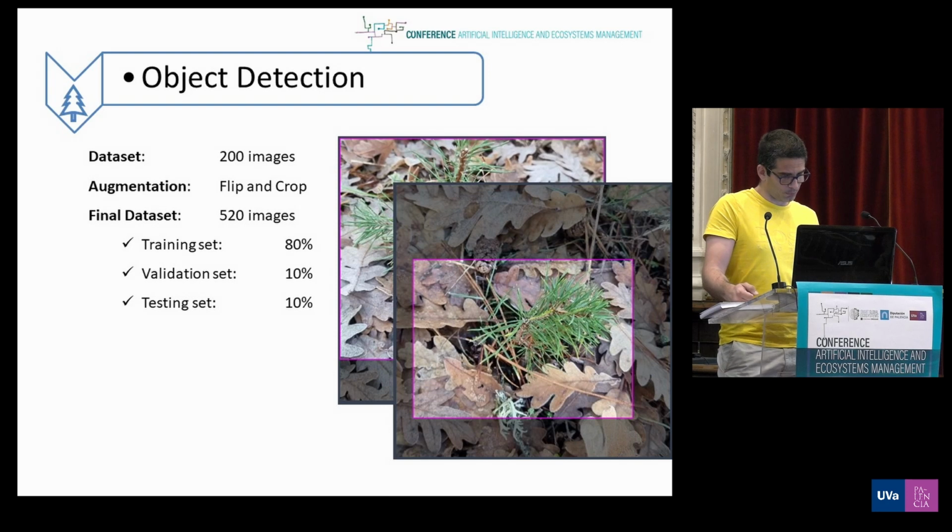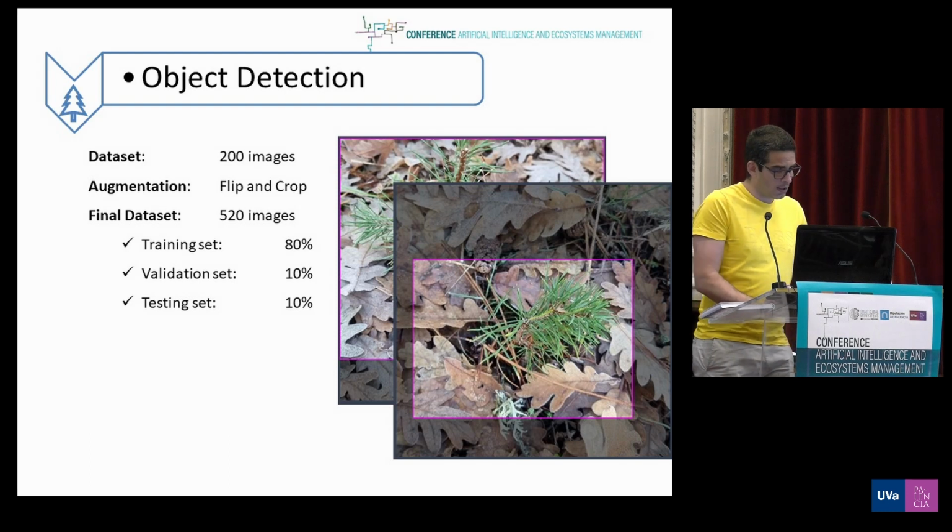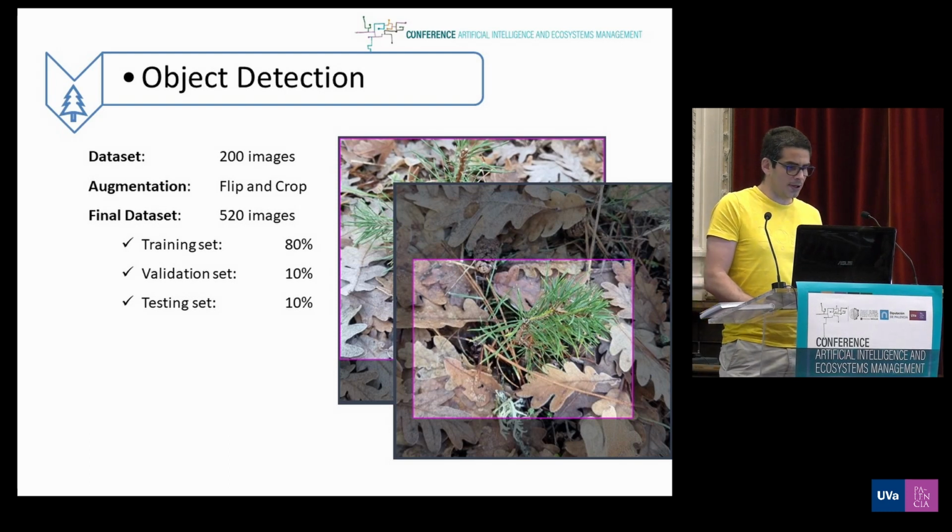And for my study, I used 200 pictures, and I used some data augmentation: flip and crop. You take the same image and you crop it to a small size, just the areas you want, and this is done automatically. And also you flip the images so you can have more data.